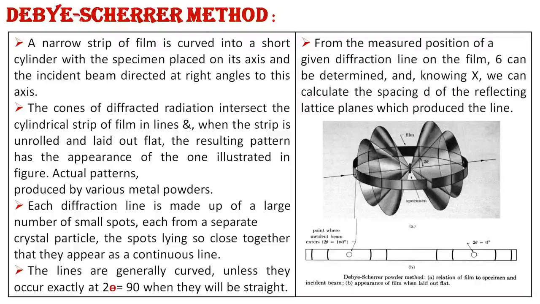So the following diagram clarifies the concept of the Debye powder method, experimental view. We get the relation of film, specimen and incident beam, and second, how the film appears when laid out flat.